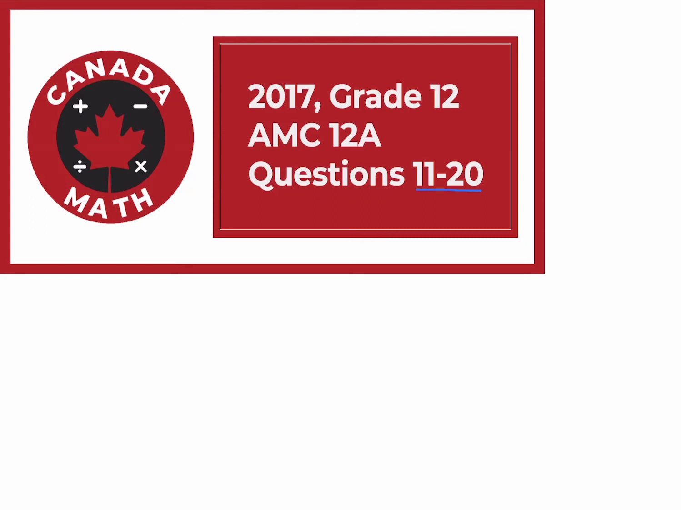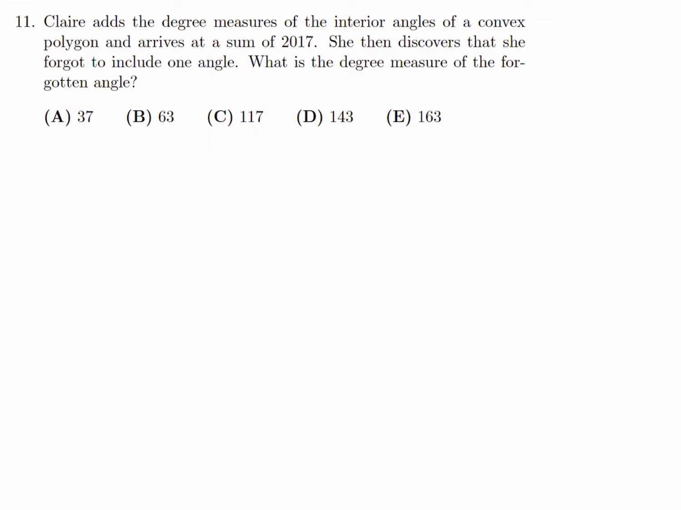Questions 11 through 20 on the 2017 grade 12 AMC 12A. Claire adds the degree measures of the interior angles of a convex polygon and arrives at a sum of 2017. She then discovers that she forgot to include one angle. What is the degree measure of the forgotten angle?